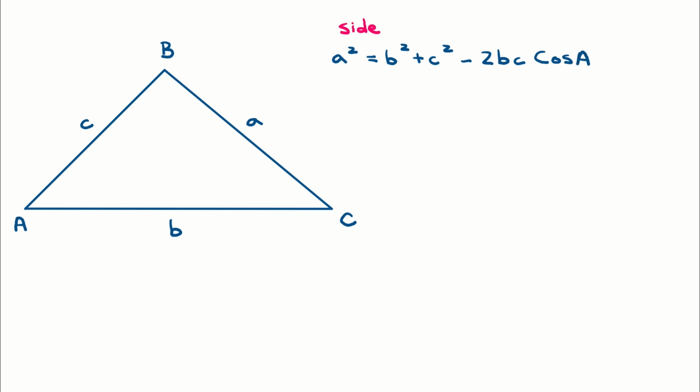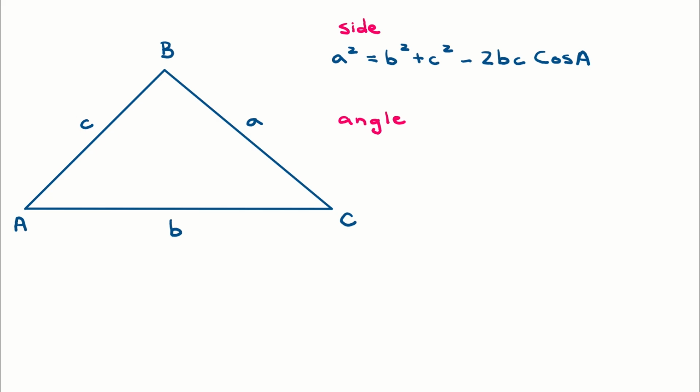What this means, let's look at this triangle for a second. It means that to find side A, you would need side B, side C, and angle A. So really, remember, you need two sides and the angle that is between them in order to use cosine law to find a side.